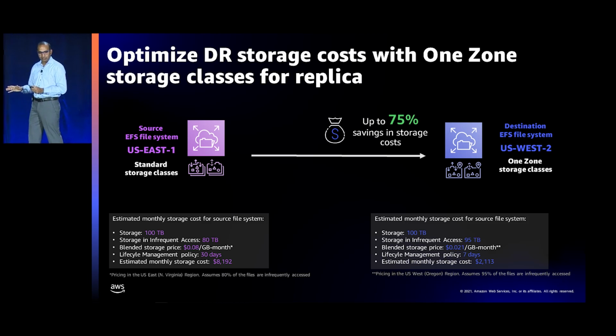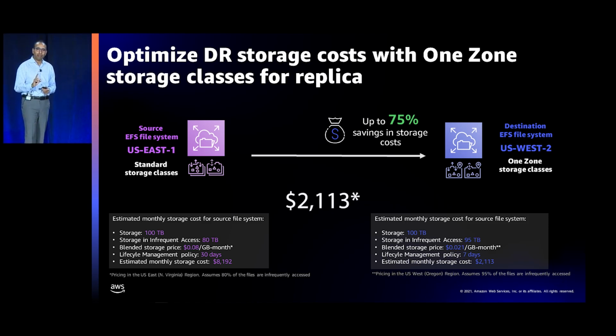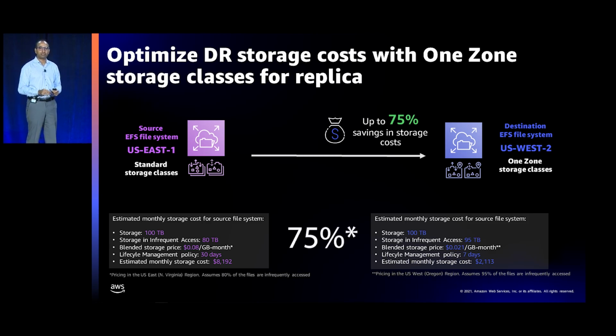Now, for your destination file system in the US West 2 region, we're going to use One Zone storage classes that offer 47% lower cost compared to standard storage classes. So they come at a blended storage cost of 4.3 cents per gigabyte per month. And with an expected higher percentage, 95% of the files, that are going to be infrequently accessed, and a 7-day lifecycle management policy, you can achieve a blended storage cost of 1.2 cents per gigabyte per month, putting you at a monthly storage cost of $1,183. That is 85% in cost savings for your destination EFS file system. I think that's really cool.